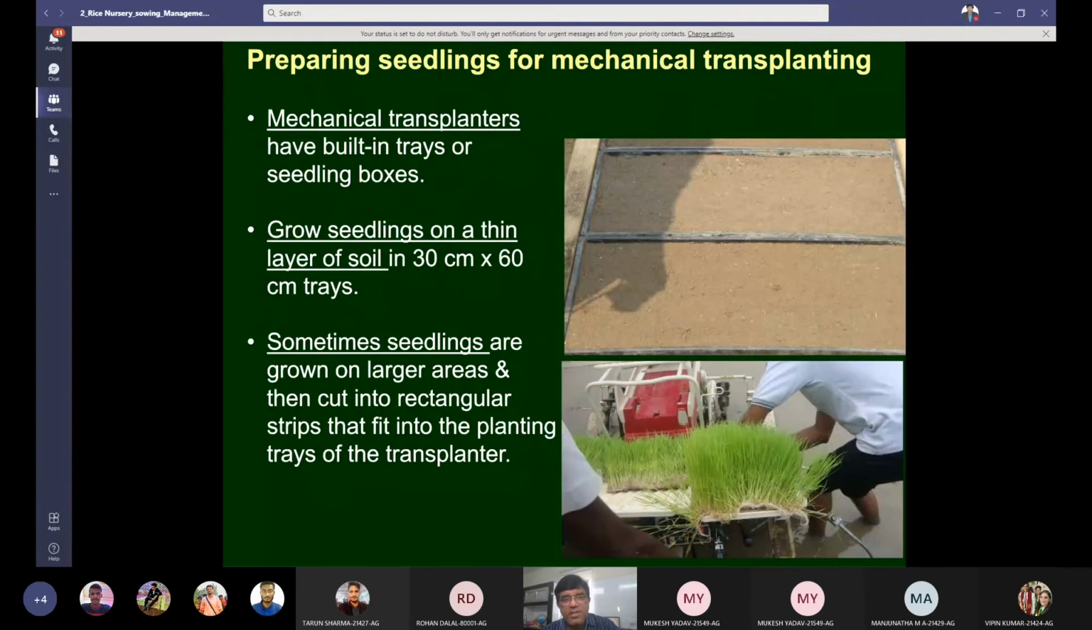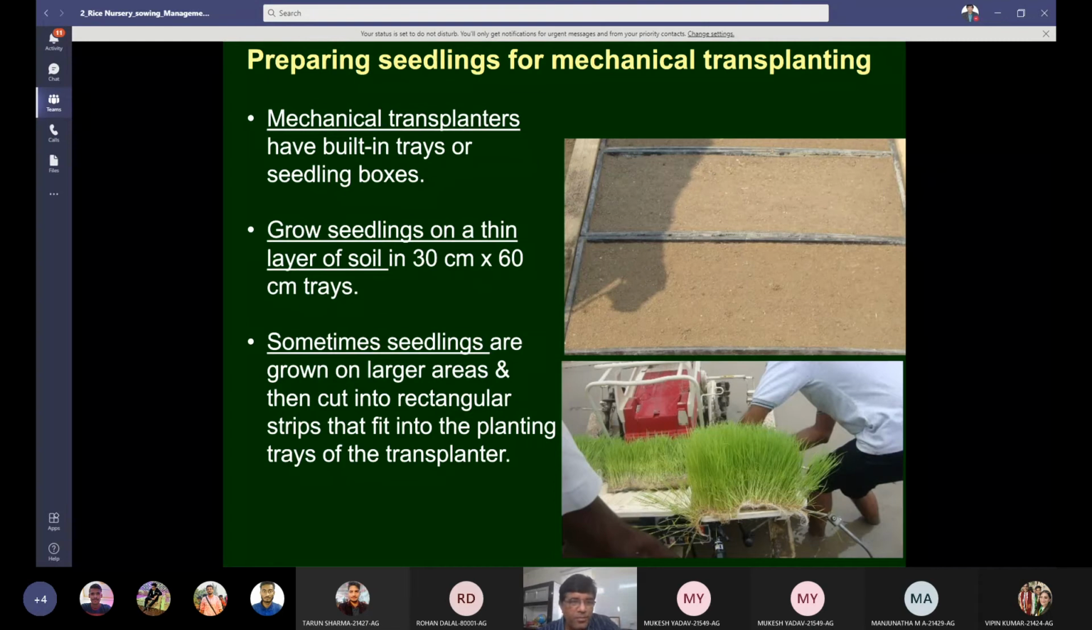On the backside of the transplanter, you get some space to put the trays, and the machine can take out seedlings from those trays and plant them into the soil. So according to the requirement of the machine, you need to keep these frames. They should match the size of the transplanter. There are some spaces in the transplanter to keep the trays, so according to that space, you can prepare these nursery trays. Trays are available as per the requirement of the transplanter.